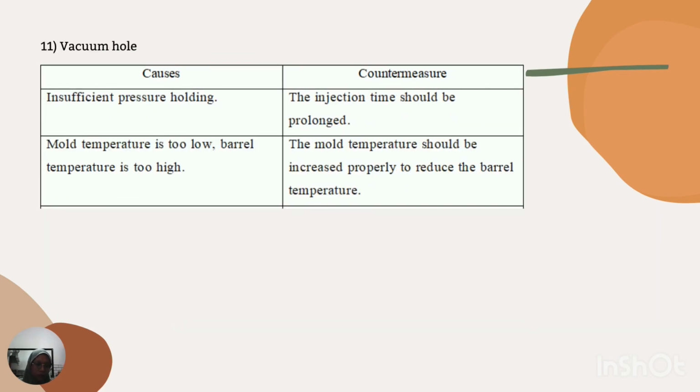Lastly, the vacuum hole. The cause is insufficient pressure holding, and the countermeasure is that the injection time should be prolonged. The mold temperature is too low and the barrel temperature is too high, and the countermeasure is that the mold temperature should be increased properly and the barrel temperature reduced.